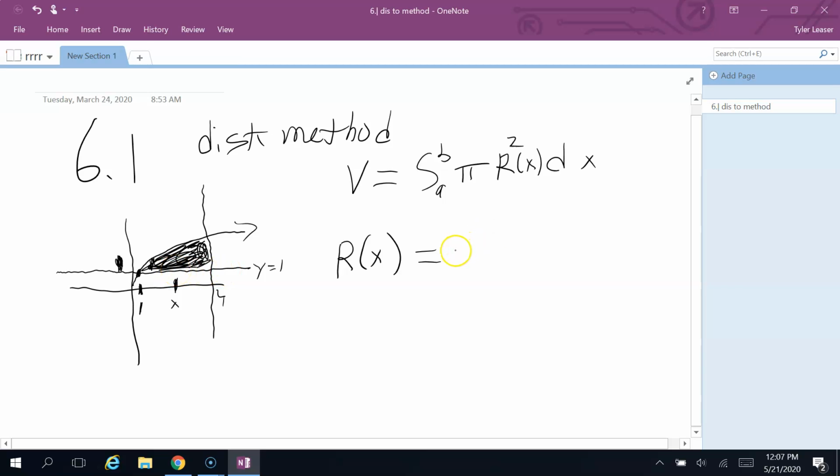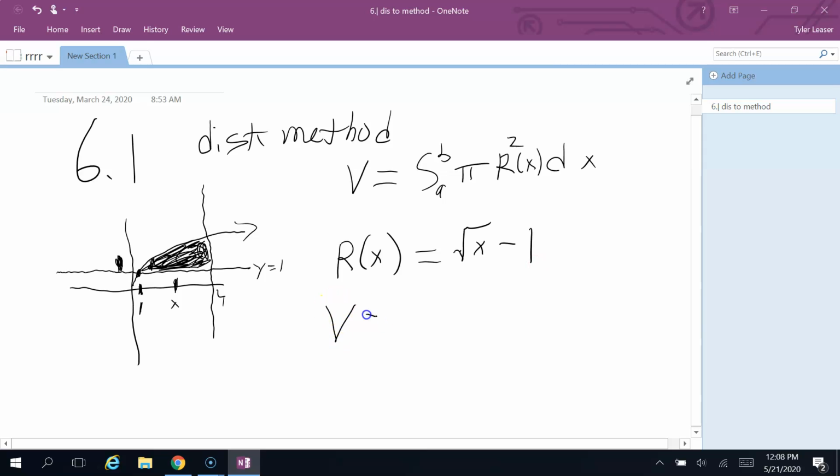So I hope it's kind of obvious to see that actually the radius is going to be the square root x minus that distance of 1. So it's the total y value minus that 1 y value that we don't really care about. So this is going to be what we plug into the radius function.